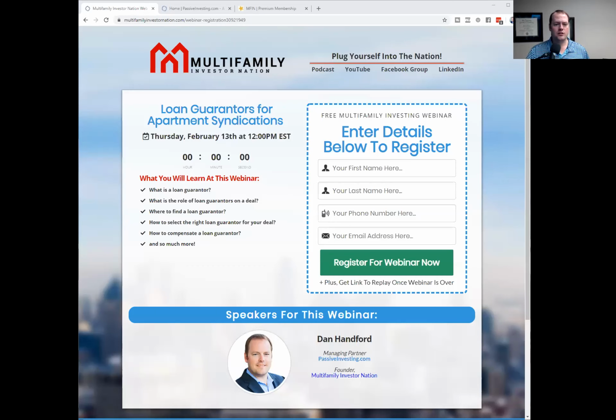Harris is asking, how much was the loan guarantor fee? The loan guarantor fee is based off of the loan balance, and it's typically anywhere between 1 to 2, maybe 3%, depending on the size of the deal.